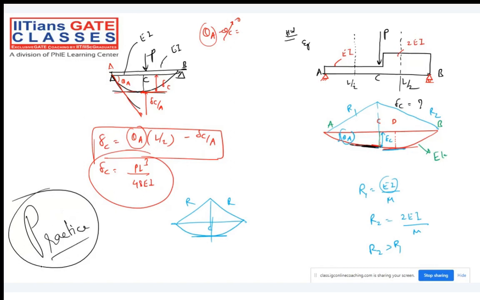So you can solve this particular problem and let me know the answer, whether you are getting the answer or not. Now you just note down and let me know once it is finished.